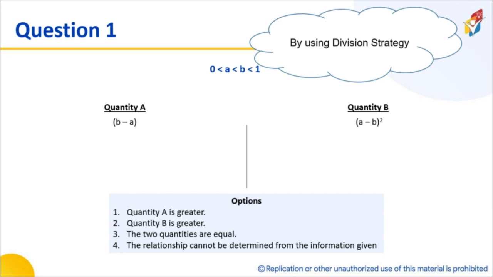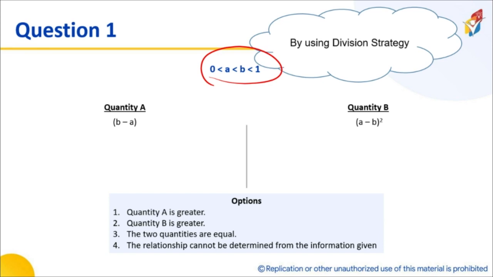As usual in GRE, you will get two quantities, quantity A and quantity B. Some extra information about them. Not guaranteed, but sometimes you are given a bit of extra information about these two quantities. And you will need to figure out which of them is bigger.